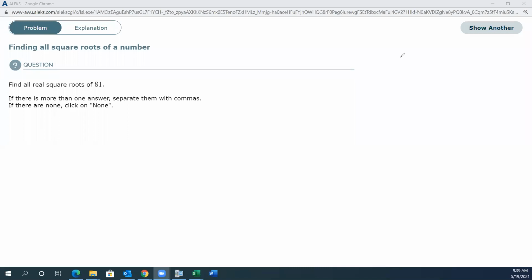Now on this one, there is one key word here, and it is all. When it just says find the square root, like find the square root of 81, you would say 9.